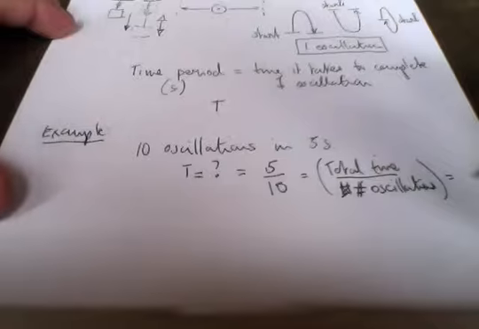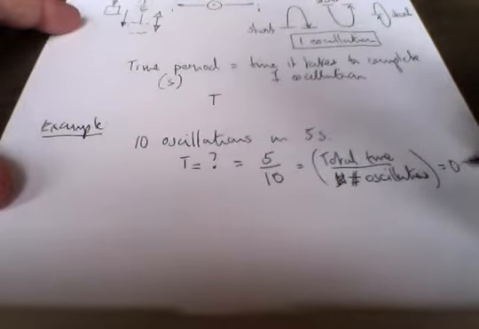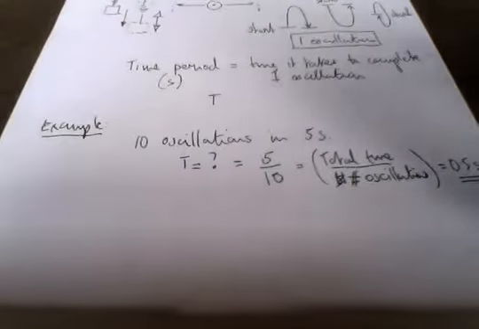Now try not to leave things as halves. Try to leave things as decimals. Physics prefers decimals because they're measurable. 0.5 of a second for this example. That is the time period.